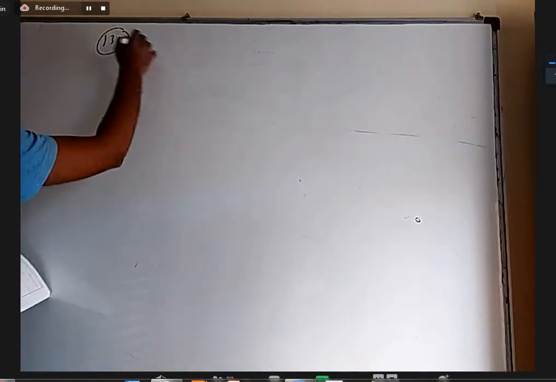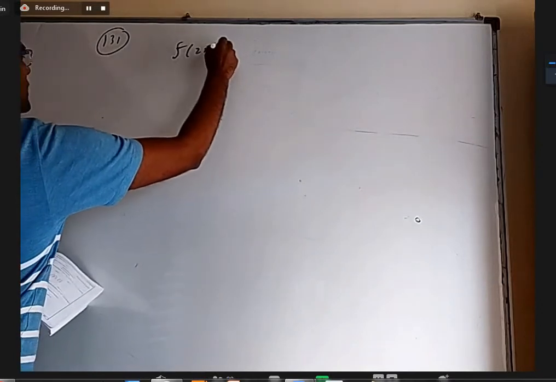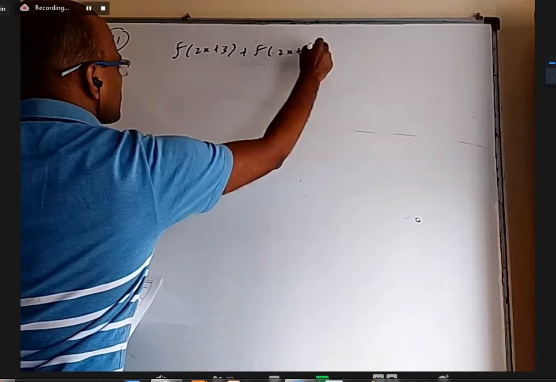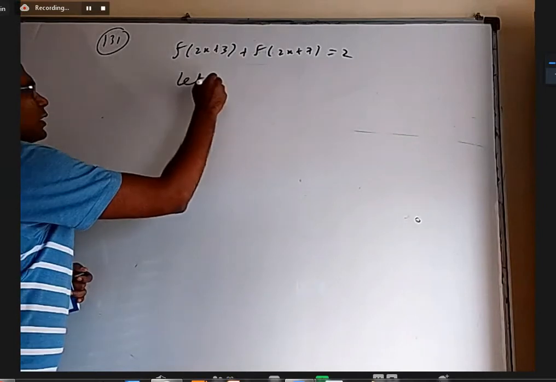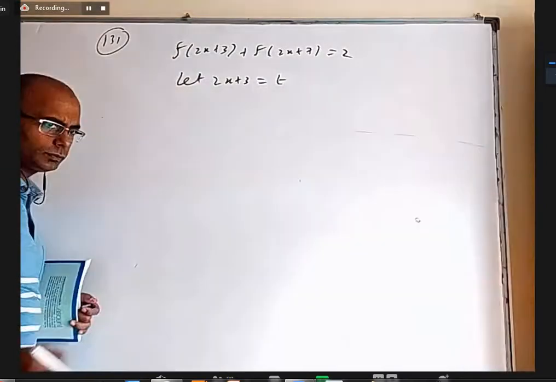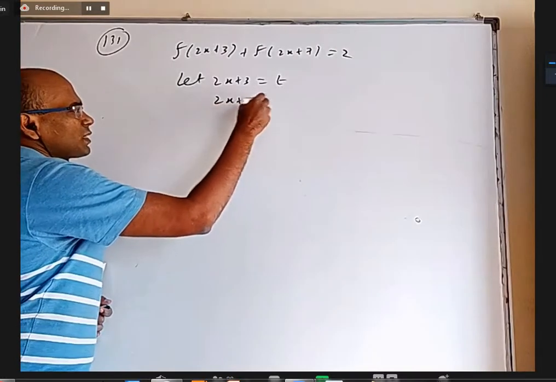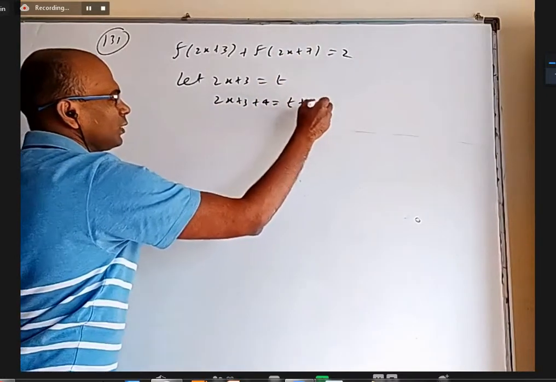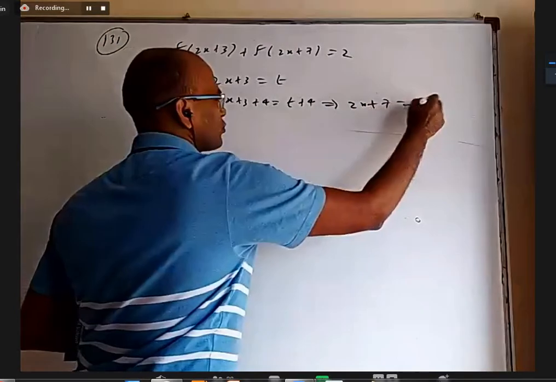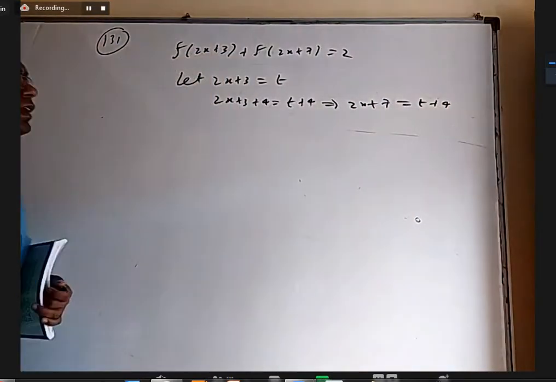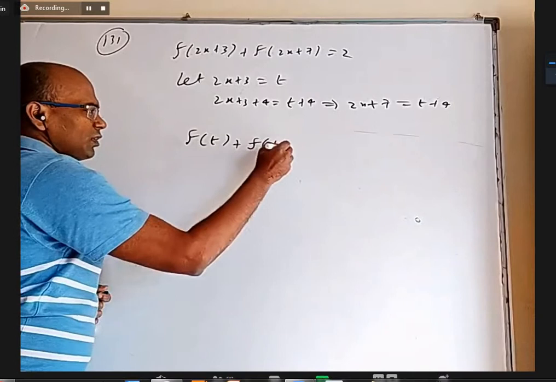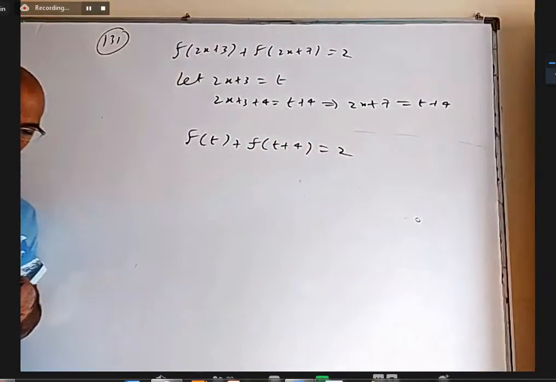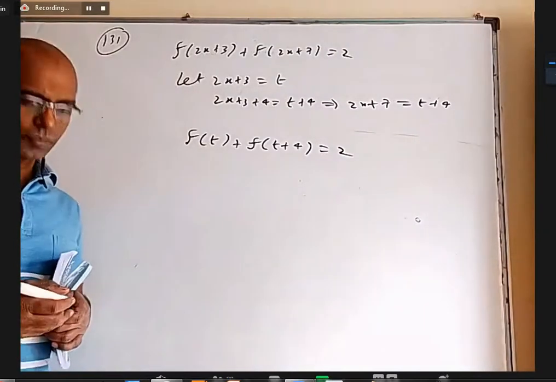131. They gave f of 2x plus 3 plus f of 2x plus 7 equal to 2. Based on this, they want to know what is the period of f of x. I am going to take 2x plus 3 as some t. Then 2x plus 3 plus 4, when I add, I'll get 2x plus 7 as t plus 4. So wherever 2x plus 3 is there, I'll write t. So I'm going to write f of t plus f of t plus 4 equal to 2. I want to find what is the period of f of x or f of t from this.